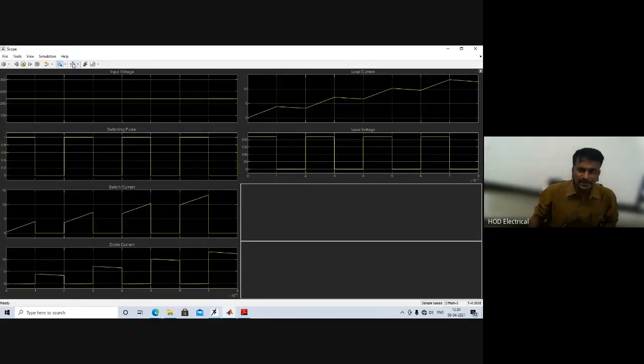In this case, if you see here, the on time is 50% only, but at the same time the switching current will gradually increase. Initially the inductive current will be 0, the switching current will gradually increase, then the diode current will also gradually increase; this is the transition time period. Then similarly the load current will also continuously increase. Why? Due to the higher value of inductance. Then after some time it will settle down to the normal position.